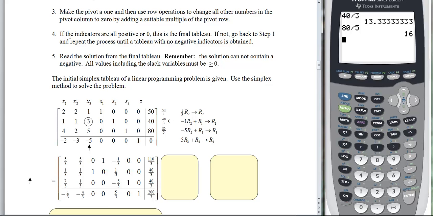Let me see, if all the indicators in the bottom row are positive or 0, this is the final tableau. Since I see a negative, that means this is not the final tableau, so I need to start this procedure over again with my new matrix. So my most negative would be right here at -4/3. Go do your necessary quotients. So I'm going to have 110 over 3 divided by 5/3, 40/3 divided by 1/3, and another 40/3 divided by 1/3.